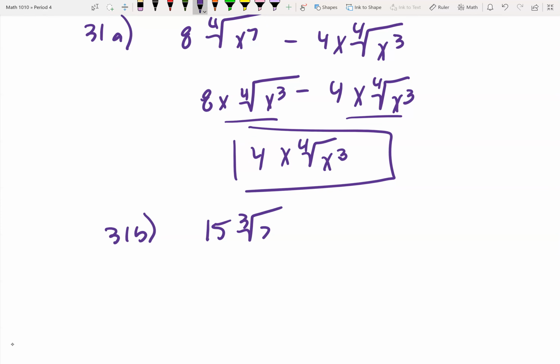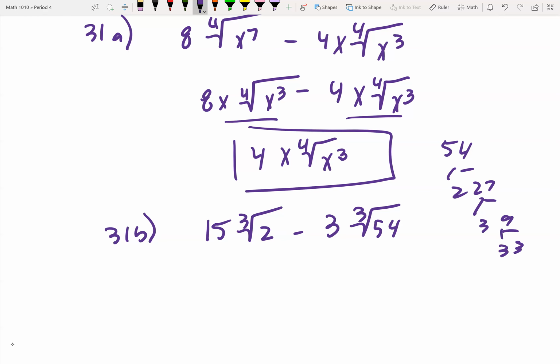Okay. Here's 31b. 15 times the cube root of 2 minus 3 times the cube root of 54. So let's break that 54 down. So that's 2 times 27. 27 is 3 times 9. 9 is 3 times 3. So these 3 3's come out as a single 3.